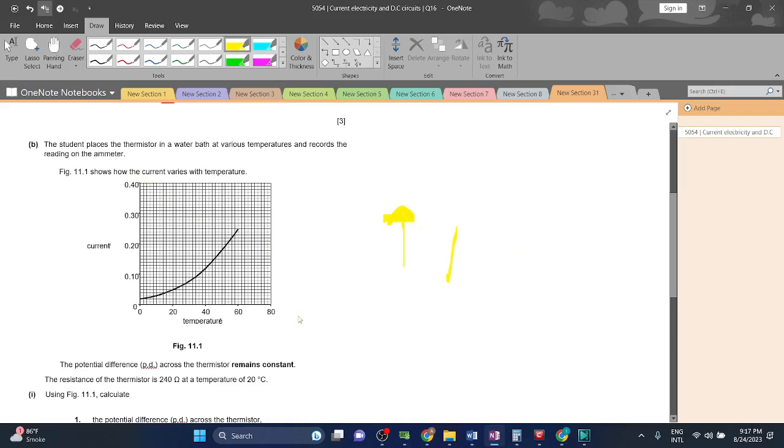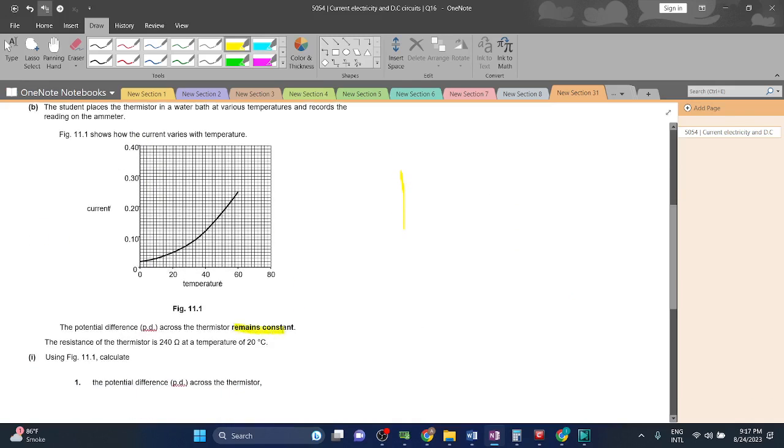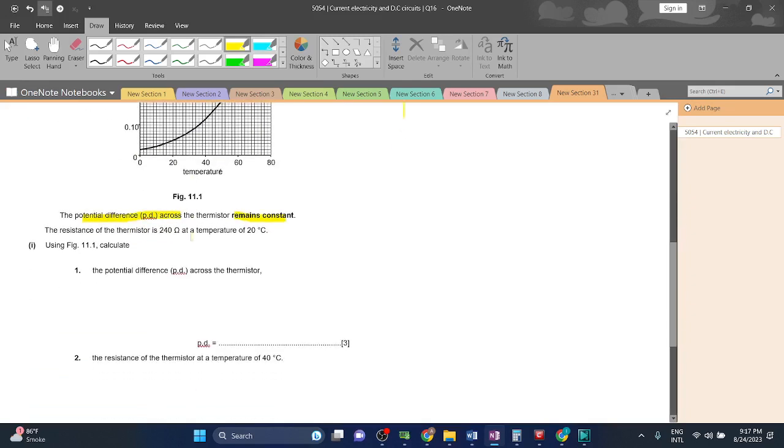आगे चलते हैं. The potential difference across the thermistor remains constant. The potential difference is staying constant while the current and resistance are changing. The relationship between current and resistance is inversely proportional. That means if the resistance is decreased, the current will increase. If the resistance is increased, the current will decrease. And in this graph, we can see the resistance is decreasing because the current is increasing.